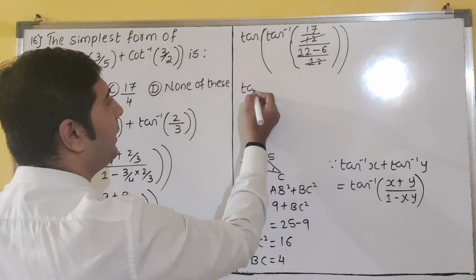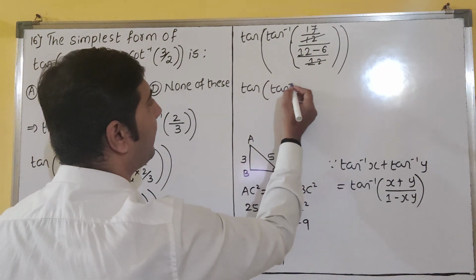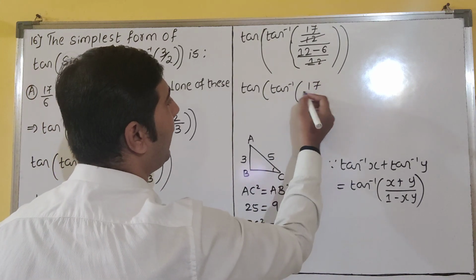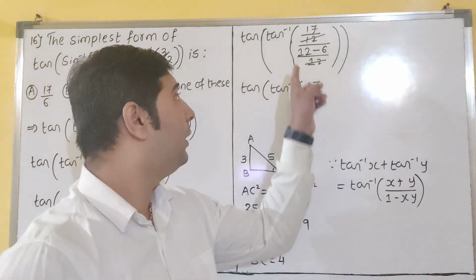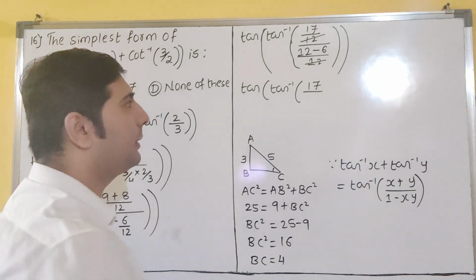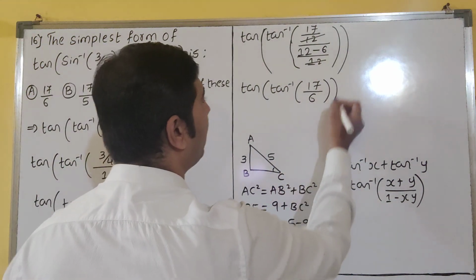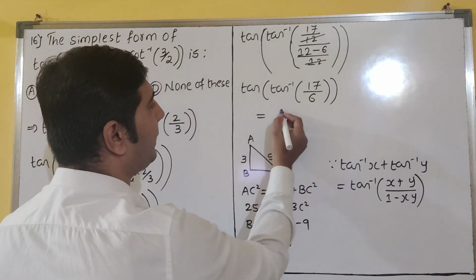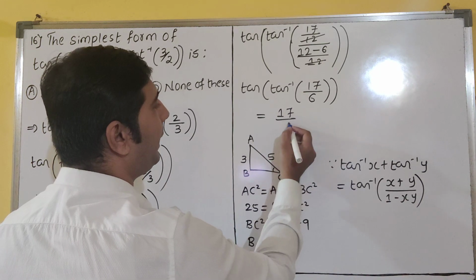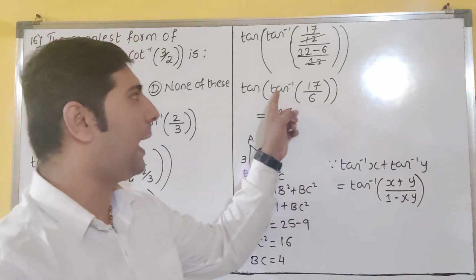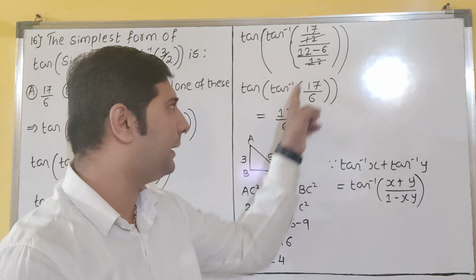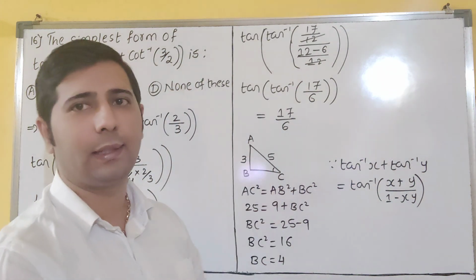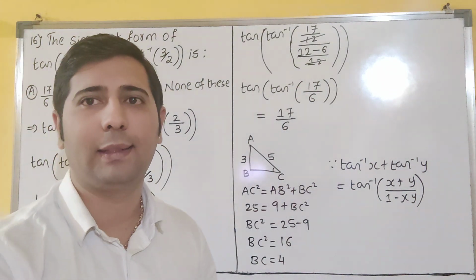What will remain? Tan of tan inverse 17 by, see here, 12 minus 6 is how much? 6 only. So tan of tan inverse x is x. X is what? 17 by 6. Tan of tan inverse x is x only. X is what here? 17 by 6 dear students. This is the required answer my dear students.